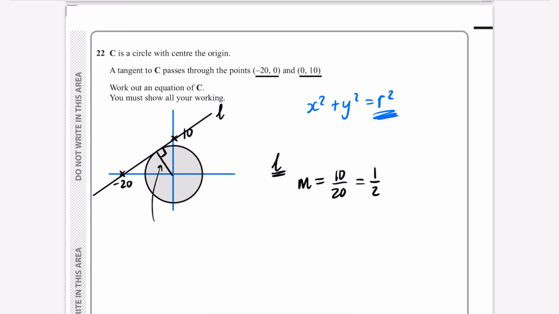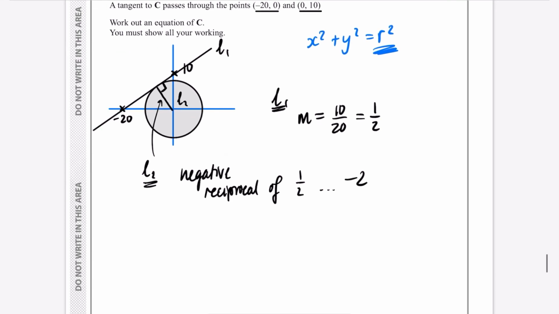So for this line that we've got here, let's call that one L2. I can find out its gradient because it's perpendicular. So you take the negative reciprocal of a half, which is minus 2. So there's lots of different ways that you could do this. I think this is how my brain sees this. I want to find out this point here because then I can find out the length of the radius. Well, that point is where line 1, and if I extended line 2, it's where those two lines cross over.